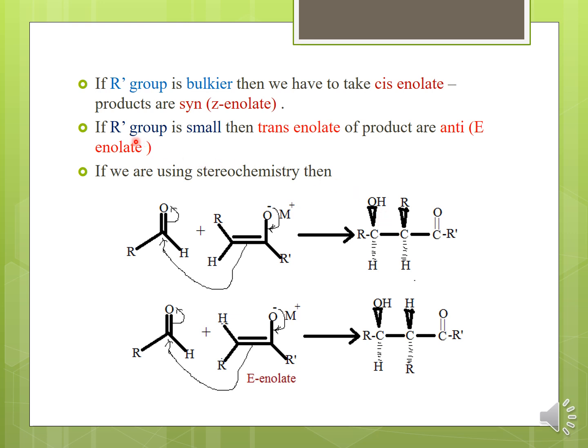And then if the R dash group is small, then that is your trans enolate. Okay, this is your trans enolate. At that time, there is a generation of your anti product. Anti-E enolate products will be obtained. So here you are taking an aldehyde, and if you are taking a Z enolate, that is your cis enolate, remember this has to face each other, the enolate with the R group.